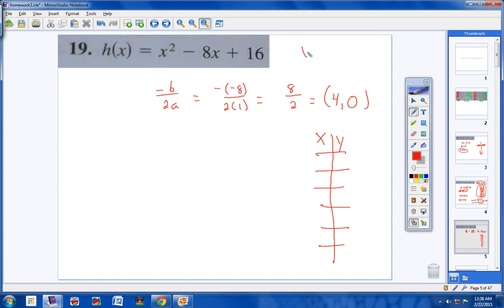So my vertex is 4, comma, 0. Put it right here in the middle. And now we'll go up to 3, up to 2. Go up to 5, up to 6, down to 3 and 2. Okay, put a 6 in, you'll get 36 minus 48 plus 16 would give us, I think, I'm doing it in my head, but it looks like a positive 4.